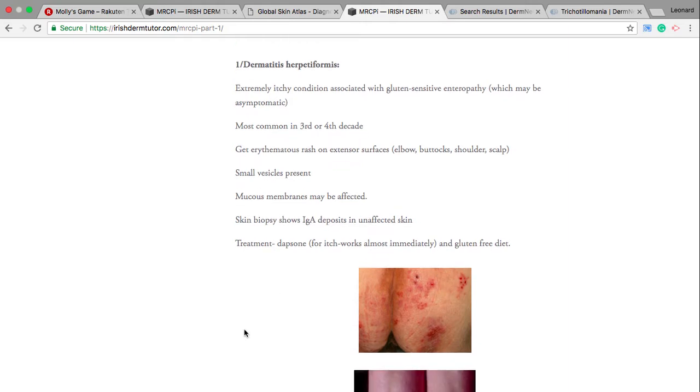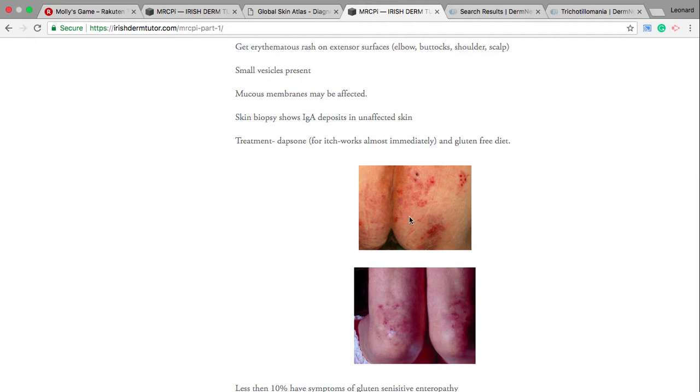And interestingly, dapsone is an extremely effective treatment for the itch. It works almost immediately, and then if you get the patient on a gluten-free diet, they should be cleared of the disease after a period of time. So this, I suppose, is the buttocks from the looks of it, and then this is another image of the elbows. And again, you can't really see any intact vesicles; they've probably been scratched, and you can just see these erosions.